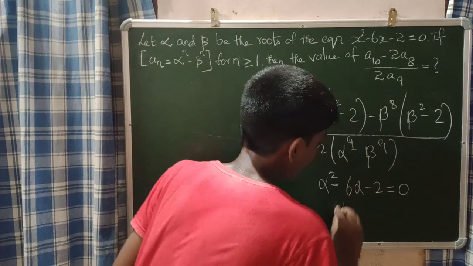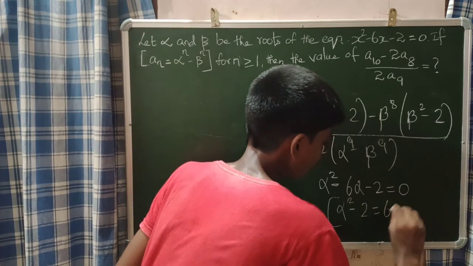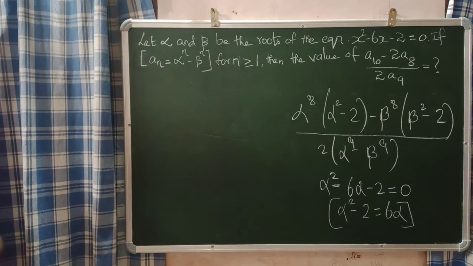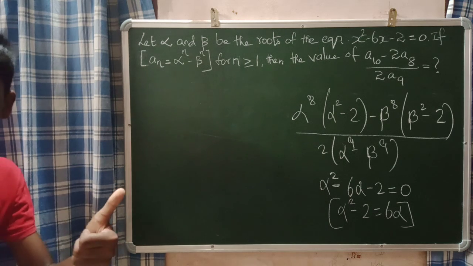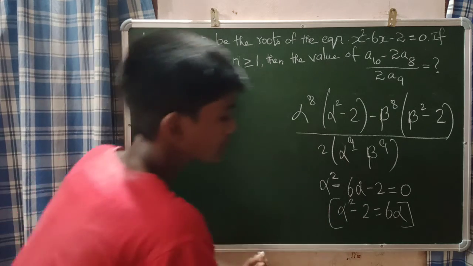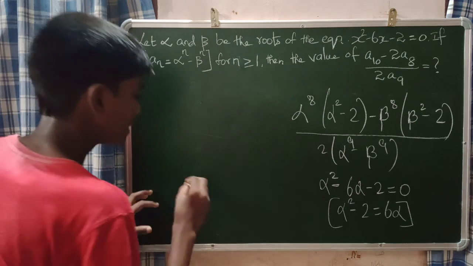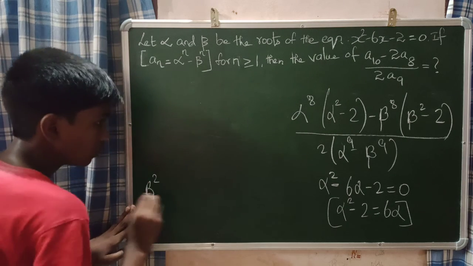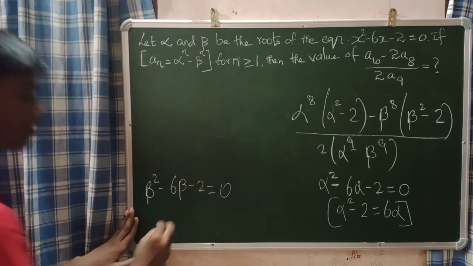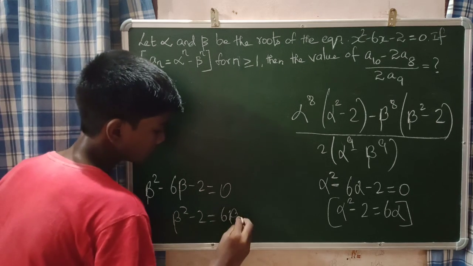That means your alpha square minus 2 is 6 alpha. Just take the minus 6 alpha to the right hand side. It's like transposing. You know that method already, right? You can transpose this minus 6 alpha to the right hand side, then minus 6 alpha changes to plus 6 alpha. So alpha square minus 2 is 6 alpha. Now when x takes the value of beta, I will get the equation beta square minus 6 beta minus 2 is equal to 0. Then your value of beta square minus 2 will be nothing but 6 beta. Correct?